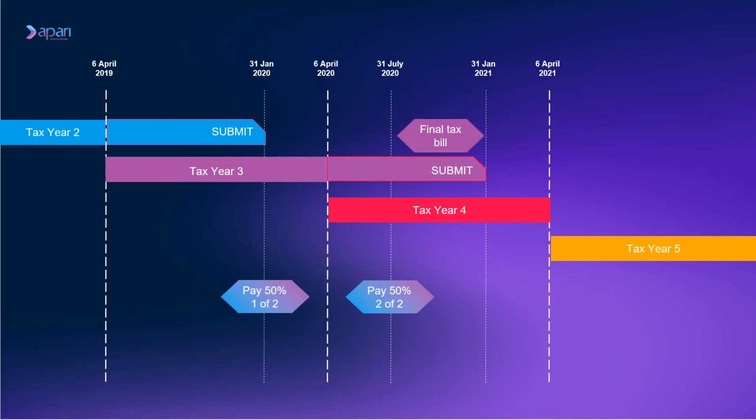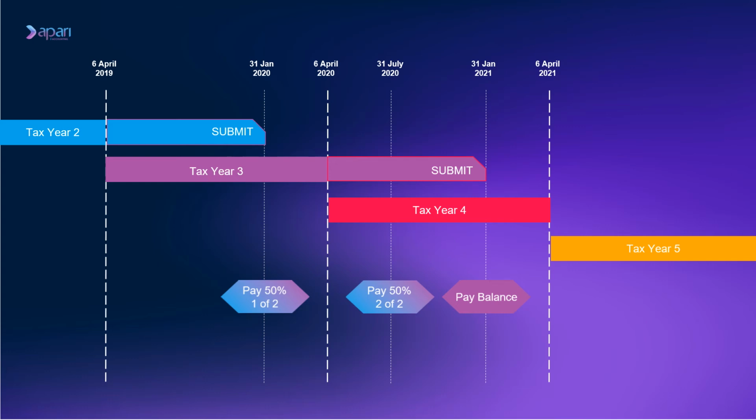Now, you get your final tax bill for year 3 when you file your tax return, and most people do that after the July. But you've already paid those estimates, so now you just need to pay the difference between what's already been paid and the actual final bill. That's known as a balancing payment. And the deadline for that is the same as the deadline for the tax return, 31st of January. If you file any earlier, you don't need to pay any earlier.